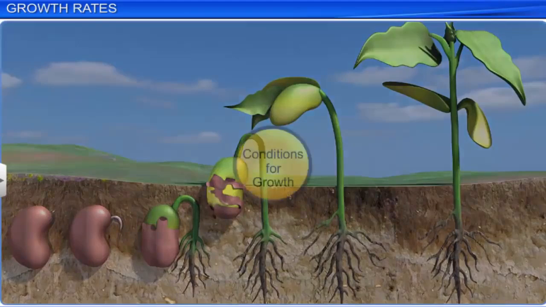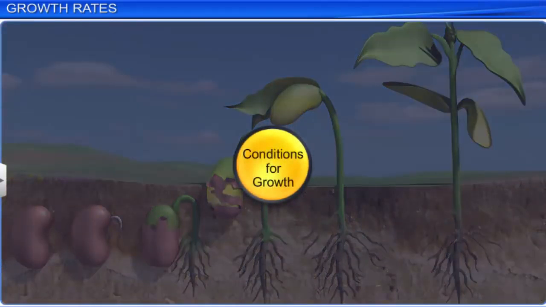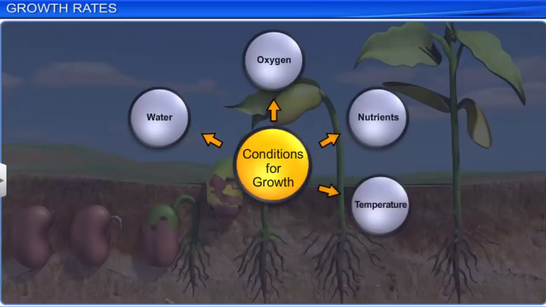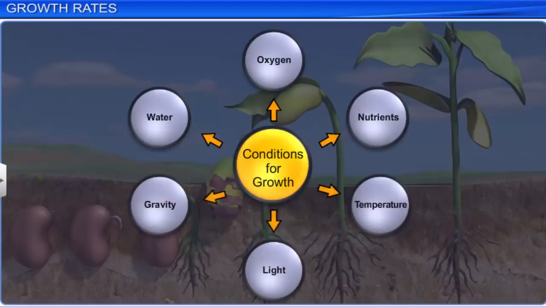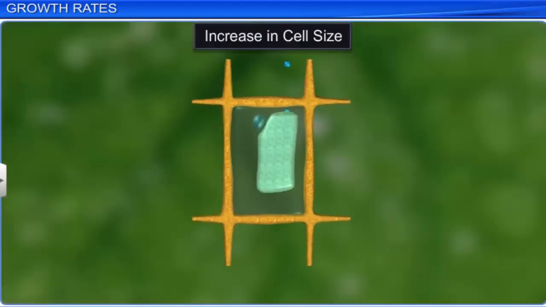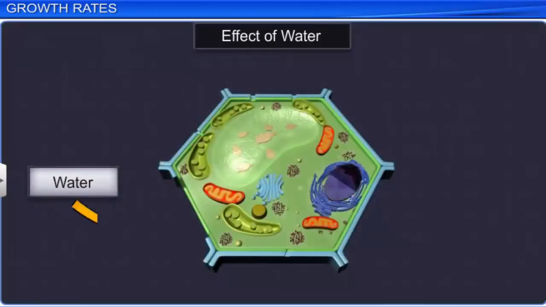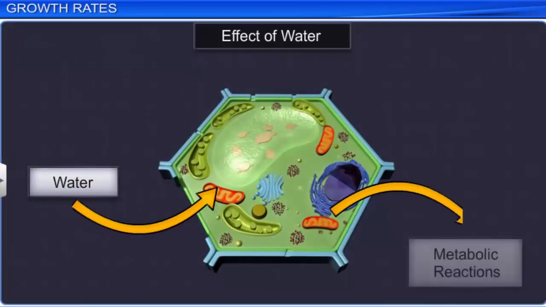Plants require specific conditions for growth. These include water, oxygen, nutrients, temperature, light, and gravity. The increase in cell size is due to the absorption of water. Water also acts as a medium for metabolic reactions required for growth.